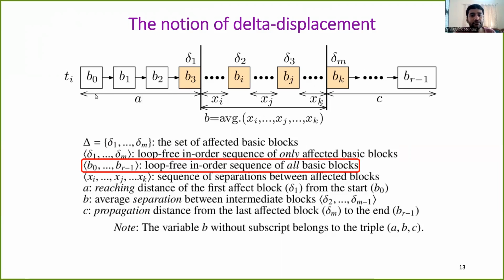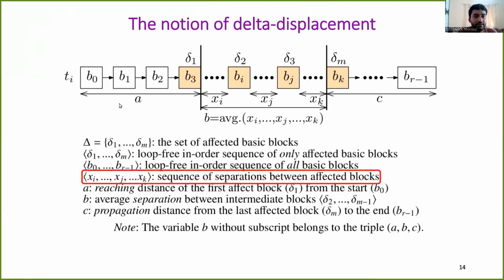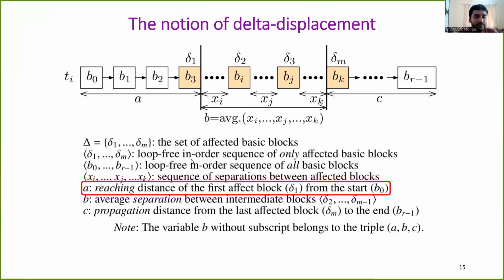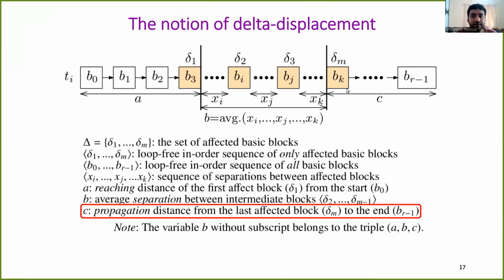Tri-partition this sequence: left, right, and middle. In the left partition, which is of length A, that hop distance A is the reaching distance of the first affected block from the first basic block that appears in the trace. Imagine that we have accumulated all the affected states up to the last affected block. We want to transfer the error state to the output basic block. There is a final basic block, and we want to transfer that as fast as possible. That displacement is given by C.